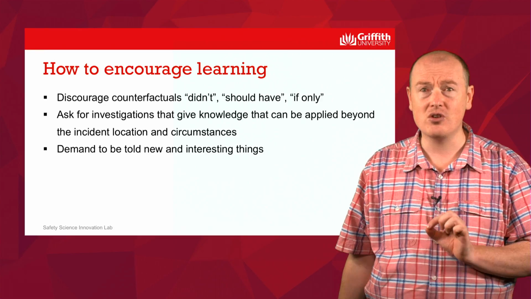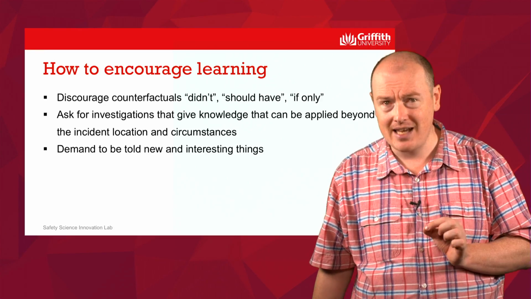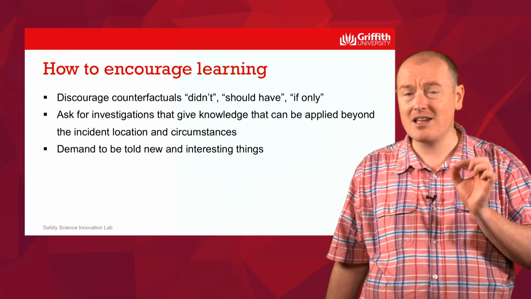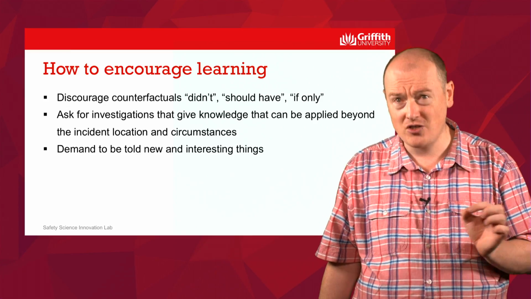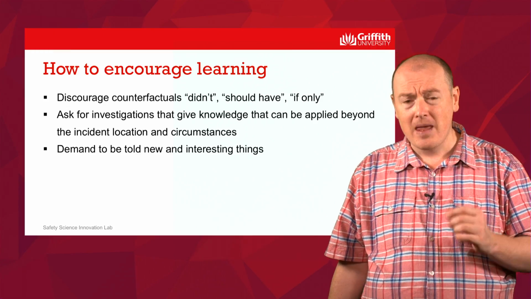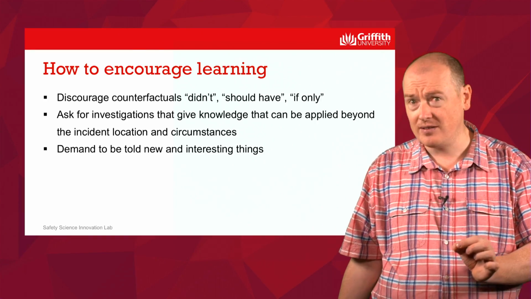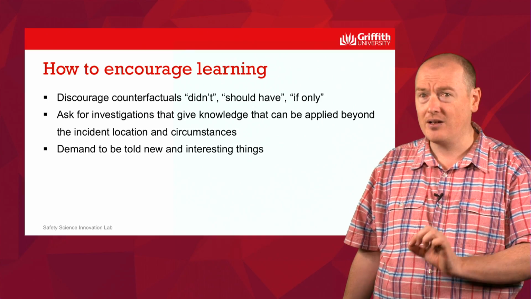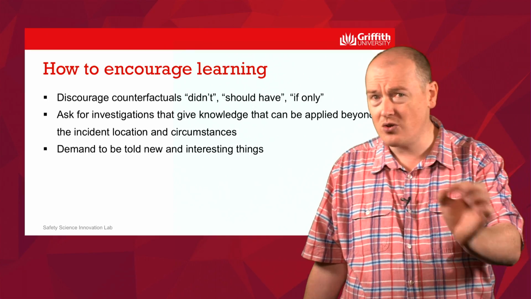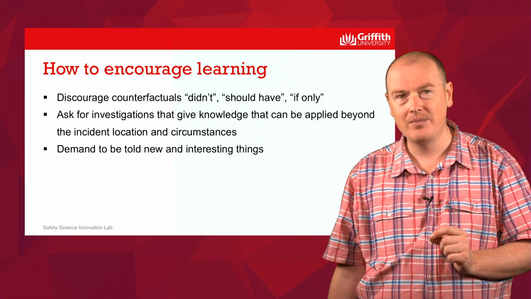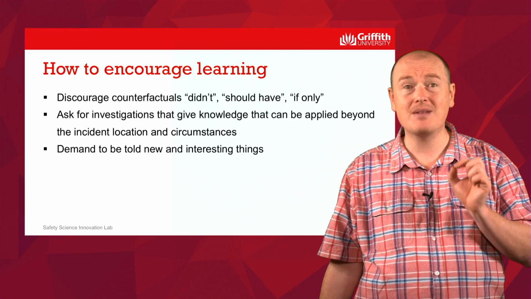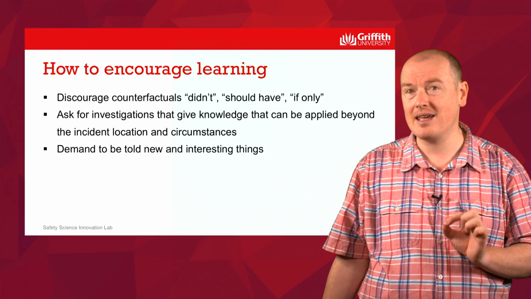The second thing we can do is we can ask our investigators to give us things that can be applied beyond the immediate location and circumstances. If they tell us something about what happened, ask them instead about the future. Where else would this apply? Where can this learning be used to do things differently elsewhere? And the final thing we can do is simply demand to be told new and interesting things.